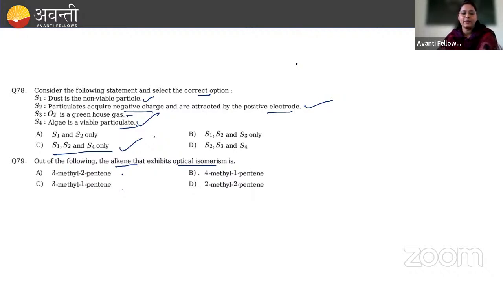Yes, alkene that exhibits optical isomerism. Optical isomer means which will rotate the plane polarized light when it is passed through it. The options are D conformer, L conformer, 3-methyl 2-pentene, 3-methyl 1-pentene, 4-methyl 1-pentene, and 2-methyl 2-pentene. So here we need to consider which compound contains a chiral carbon in it. Only if a compound contains a chiral carbon will it be optically active.